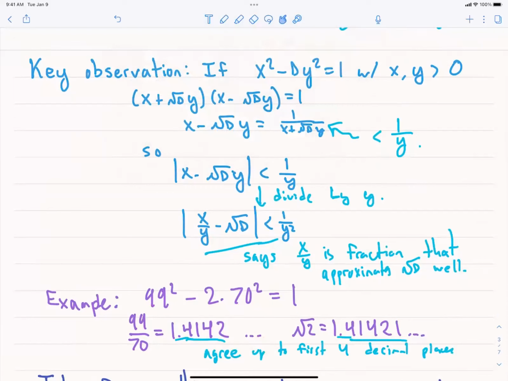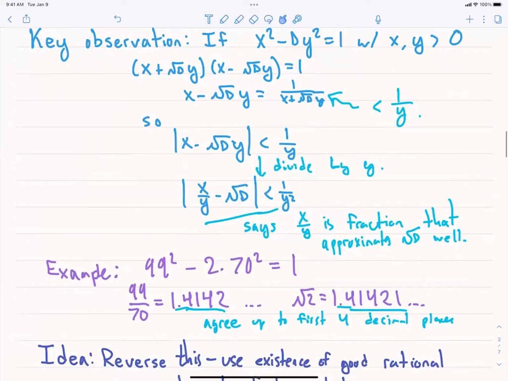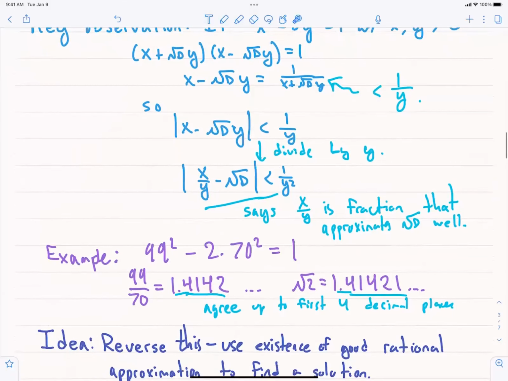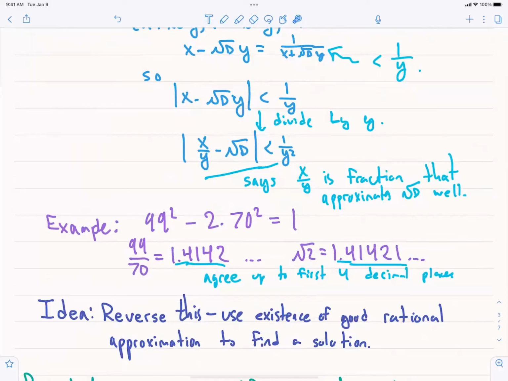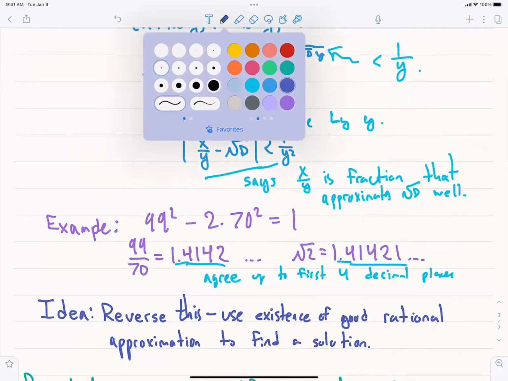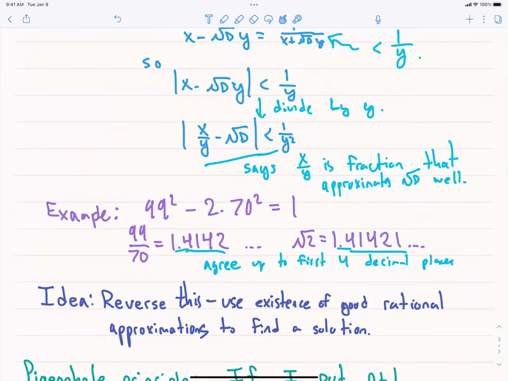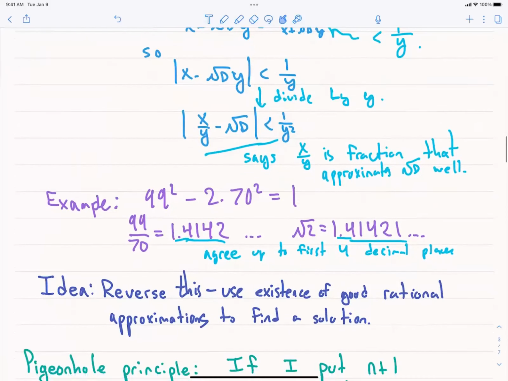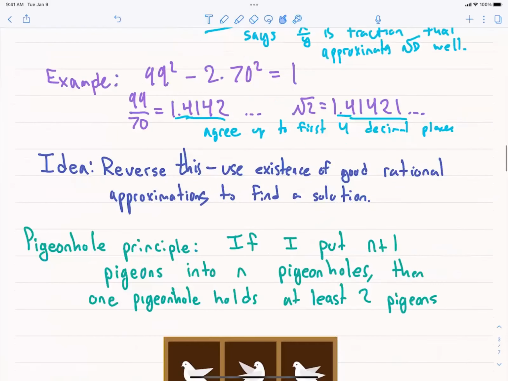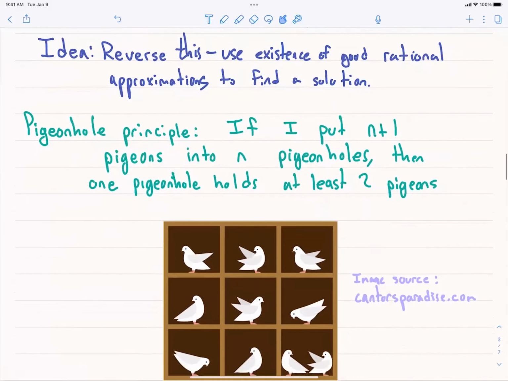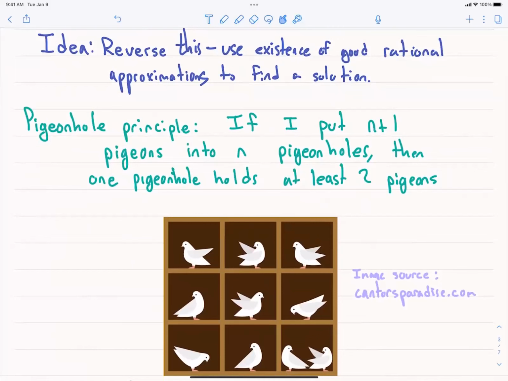good. So this is a nice connection, and the way we're going to show that you could always solve a Pell's equation, no matter what d is, so you can always find a positive integer solution, is to reverse this. We're going to use the existence of good rational approximations to find a solution to Pell's equation. So to do that, we're going to need really just one tool. One logical tool, and it's a pretty simple one. But sometimes the simple tools are the best ones and worth stating carefully.